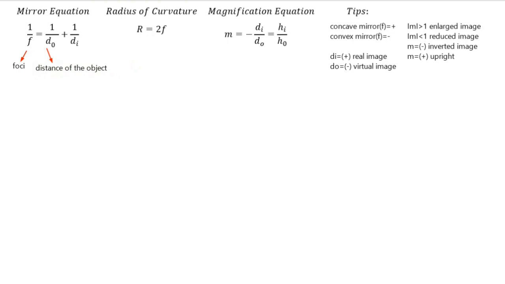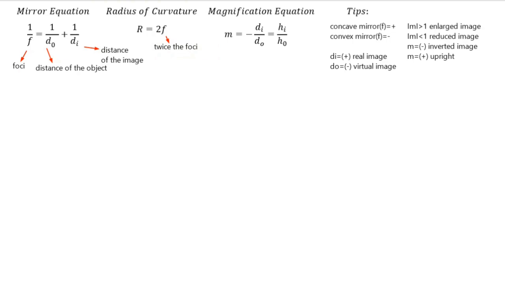So this d sub o is just the distance of the object, and this d sub i is going to be the distance of the image. Here, this is r, or sometimes considered as c. It is just the radius of curvature. So this 2f is just twice the foci.